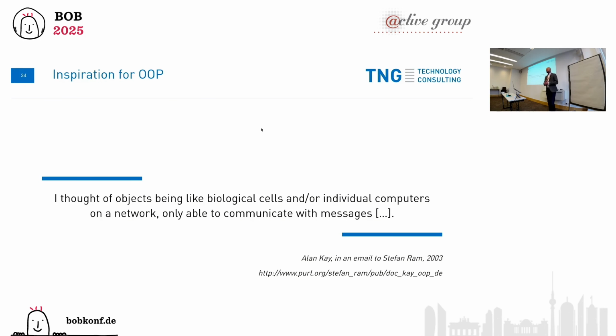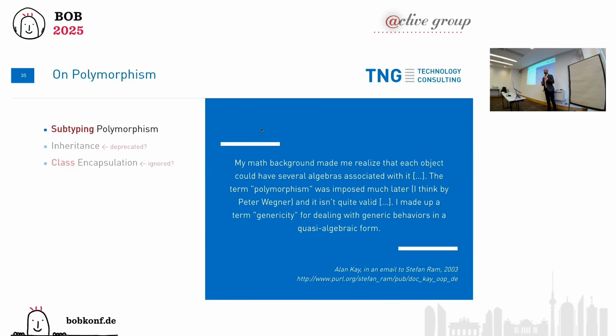First of all, Alan Kay explains his inspiration. Individual entities that communicate via message passing. Our modern concept of objects does cover the biological cells or individual computers on a network part rather well, but we will have to talk about the message passing part. He then goes on to describe his takes on polymorphism, inheritance, and encapsulation, and how he envisioned them originally.